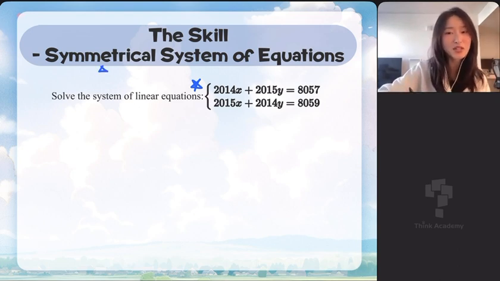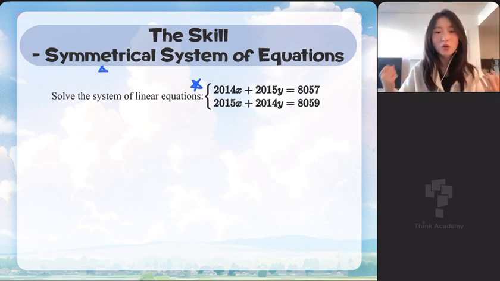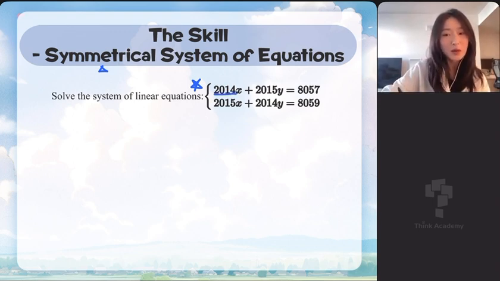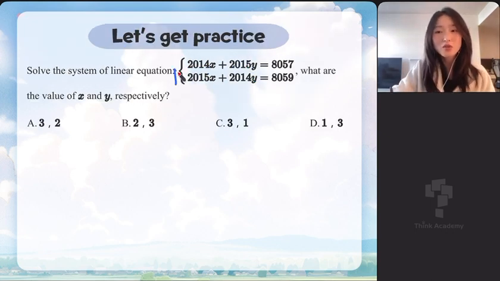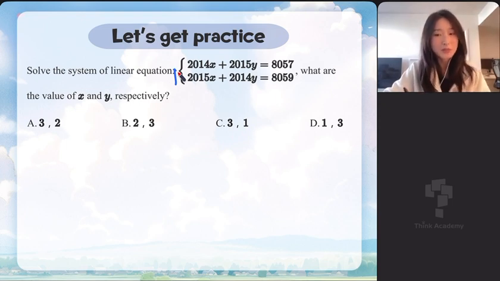The second thing is already told by the title of the page. We are working with a symmetrical system of equations. By that, we mean that we have the same coefficients, but for different variables, and similarly, same coefficients, different variables. All right, now let's move on to solving this. What are the values of x and y respectively?